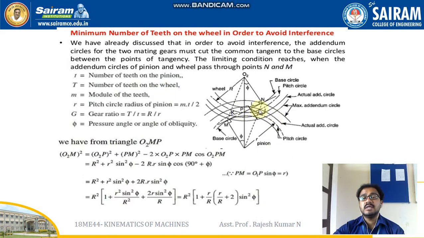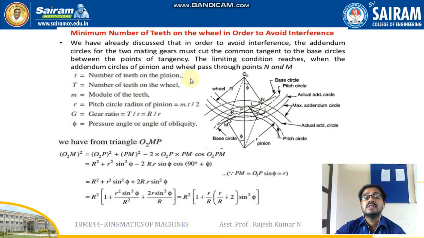We already discussed that, in order to avoid interference, the addendum circles for two mating gears must cut the common tangent to the base circles between the points of tangency. The limiting condition is reached when the addendum circles of pinion and wheel pass through the points N and M. We clearly discussed this in the previous video on interference on involute gears, so just have a look at that, so that I need not explain what M and N are. Initially only from K to L will the mating point be there, and it will extend on the left side till M and on the right side till N.